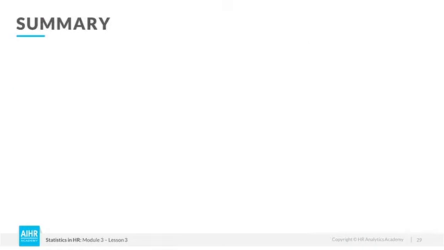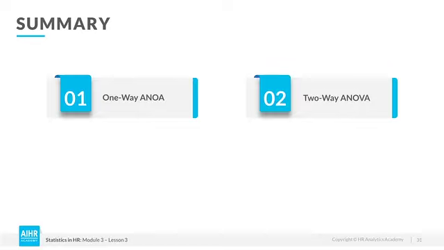So that's it for this lesson. In this lesson, you learned when to apply the ANOVA. In particular, you learned about the one-way ANOVA, which is used when you want to compare the mean between more than 3 groups on a dependent variable. Second, you learned about the two-way ANOVA, which is used when you want to see if there is an interaction between the 2 independent variables on the dependent variable.